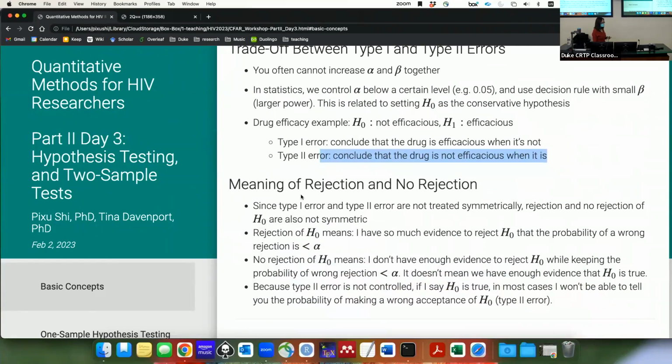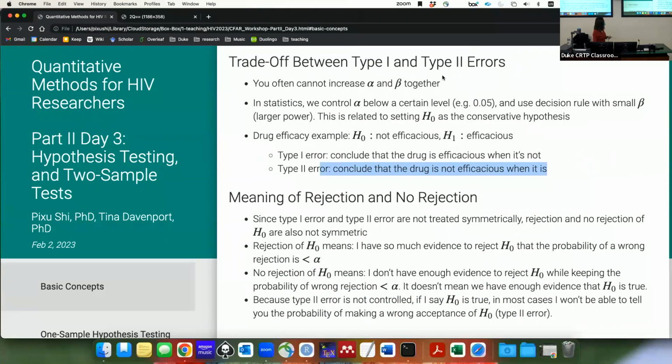So that's the difference between type 1 error and type 2 error that come together with the asymmetry of the two hypotheses. And you also have the asymmetry of the rejection and non-rejection. So when you have a p-value that's smaller than your desired level, when you reject the null hypothesis, you can conclude that we have enough evidence to show the alternative is true. But when you don't reject, it doesn't mean that you have enough evidence that the null is true. It just means that you don't have enough evidence that the alternative is true.